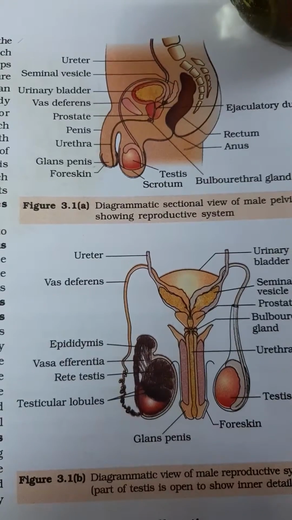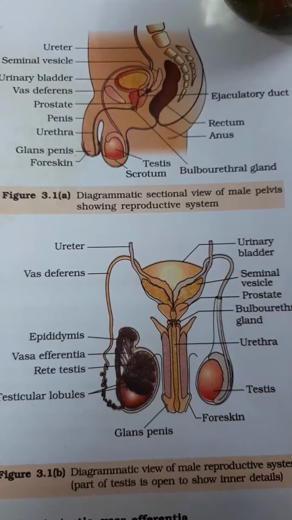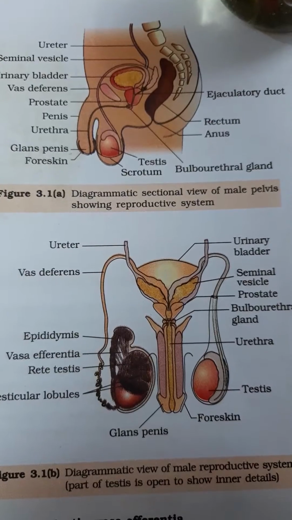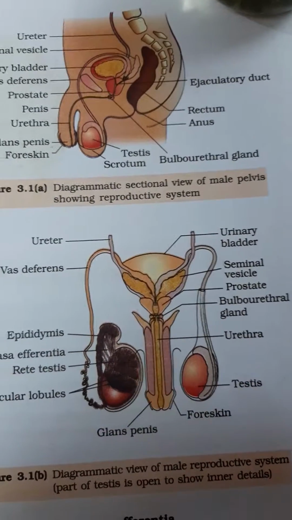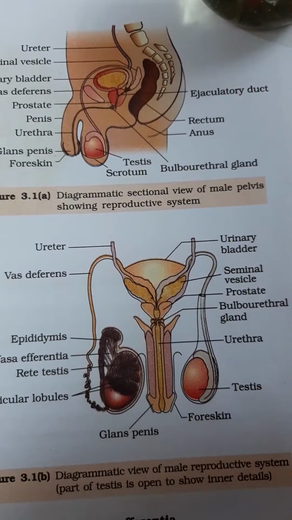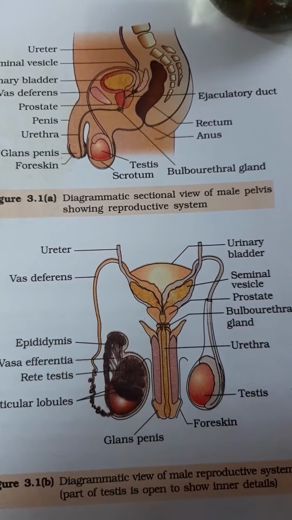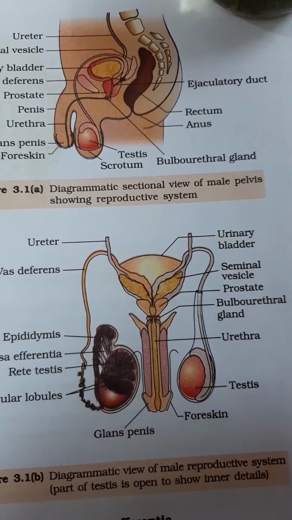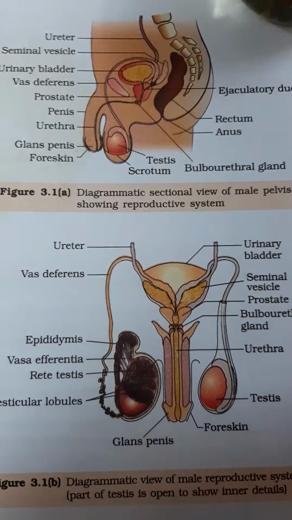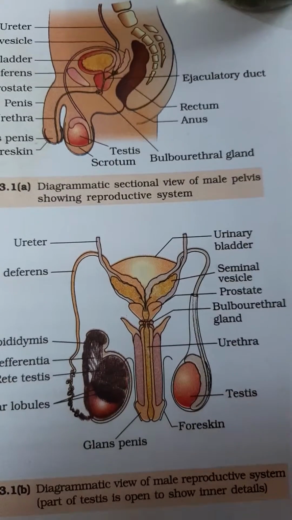Dear friends, I wanted to discuss the structure of the human male reproductive system. The male reproductive system is located in the pelvis region. It includes a pair of testes, that is the reproductive organs, along with the accessory ducts, glands, and the external genitalia.